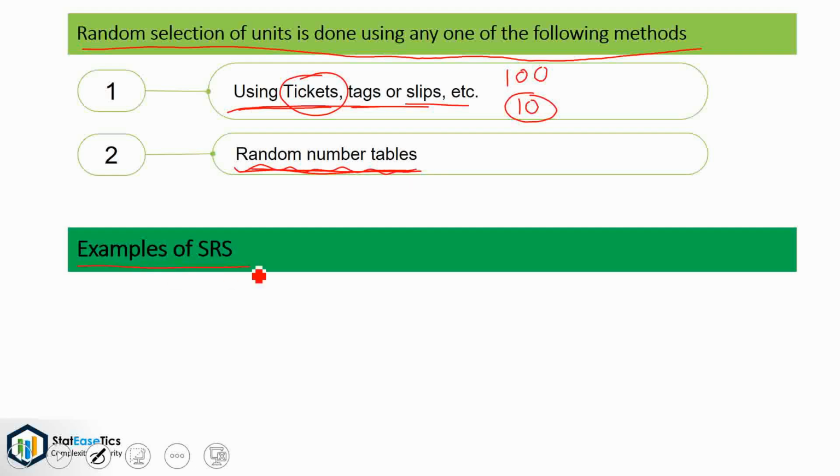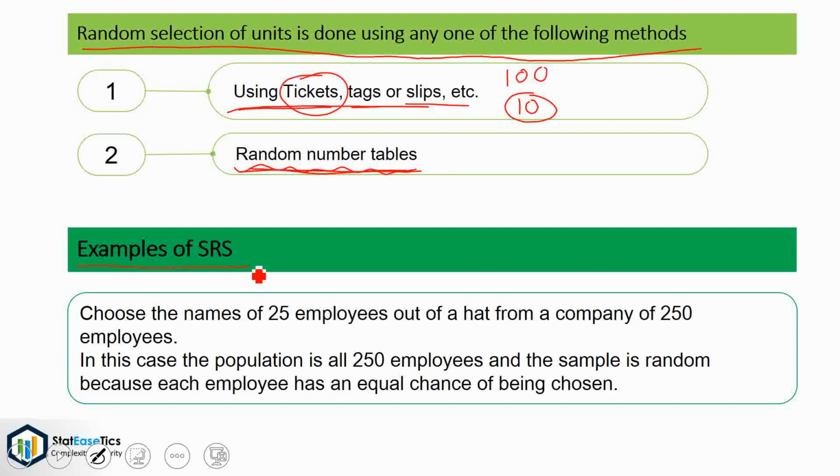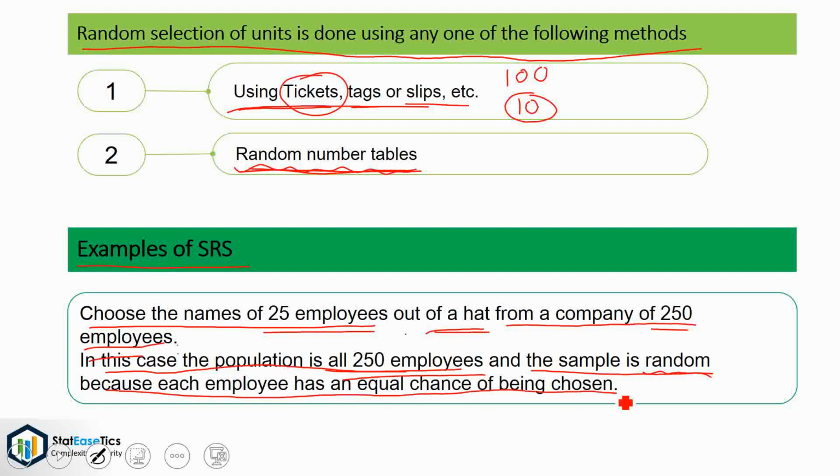Examples of simple random sampling. Choose the names of 25 employees out of a hat from a company of 250 employees. In this case, the population is all 250 employees and the sample is random because each employee has an equal chance of being chosen from the hat.